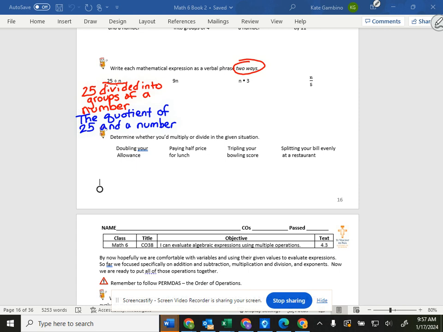Keeping in mind this very last one is a fraction bar. So are we multiplying or dividing? Dividing. So remember that fraction bar means we divide the top by the bottom.